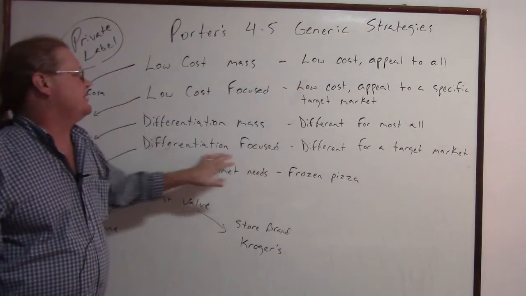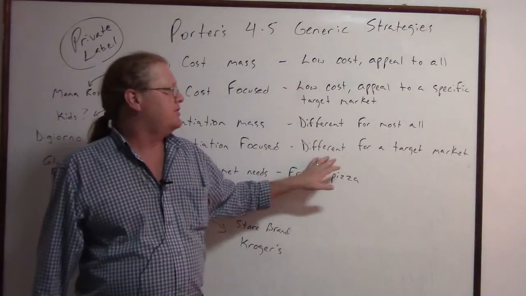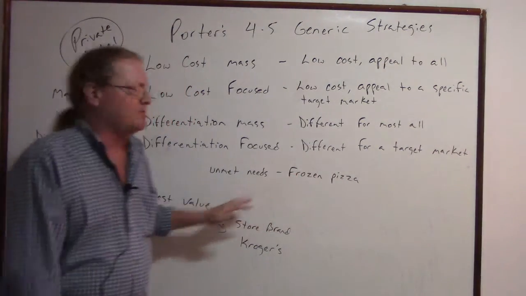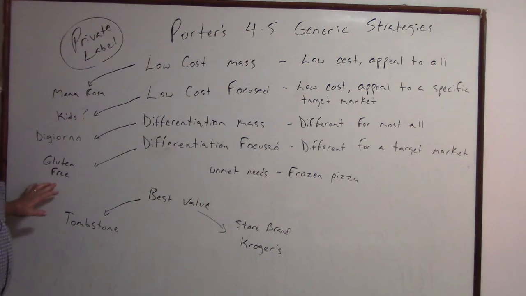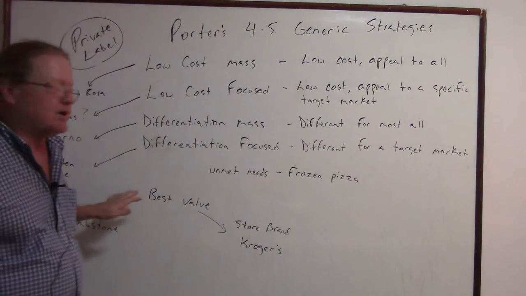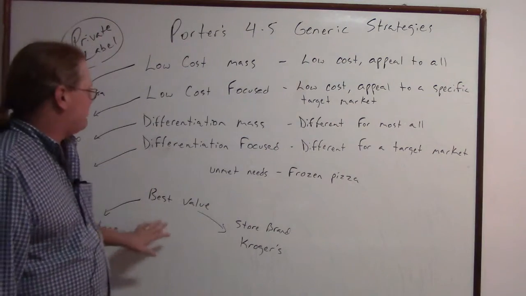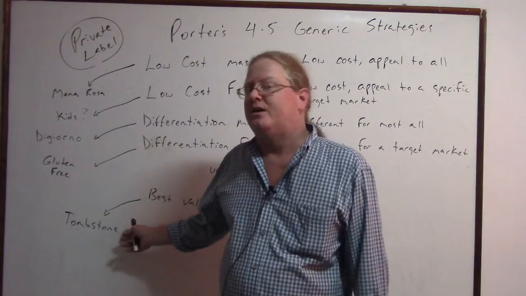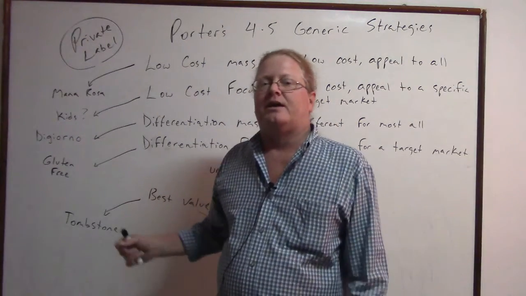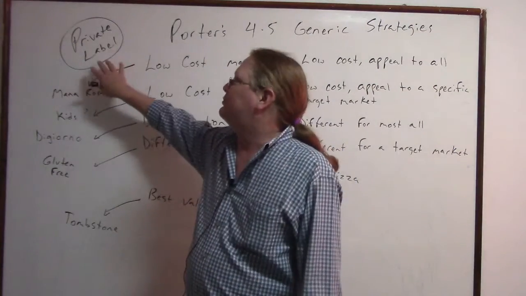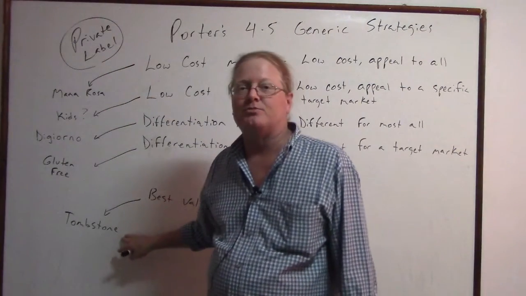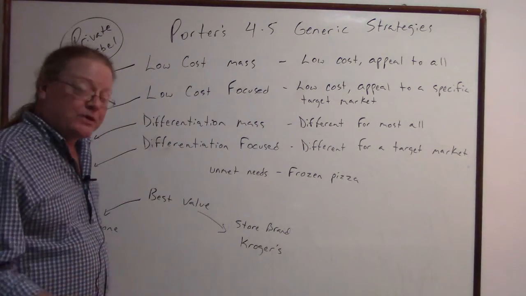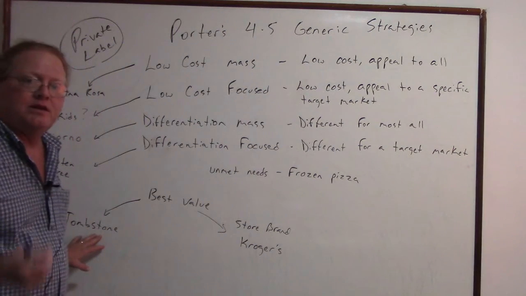An example of differentiation focused, we want to be different for our target market. A big thing now that you see a lot of is being gluten-free. We might have a gluten-free pizza if that's possible. And then for our best value, my favorite from back in the day was the Tombstone pizza. And I wonder if a private label company is not making the Tombstone pizza. The Tombstone pizza is pretty tasty to me and inexpensive.